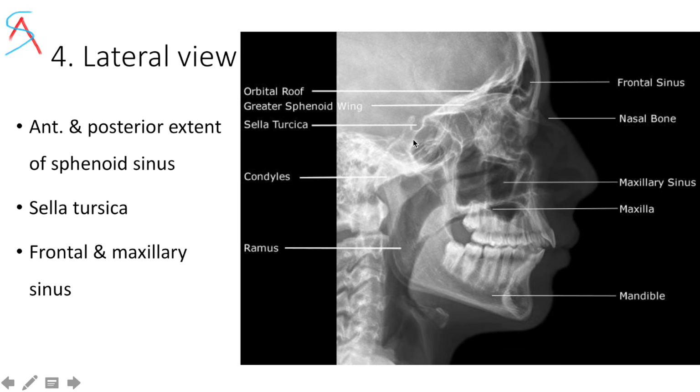Here you can see this is the sphenoid sinus. We can see the anterior and posterior extent. And just above is the sella turcica. Most examiners may ask you to locate the sella turcica in the X-ray.